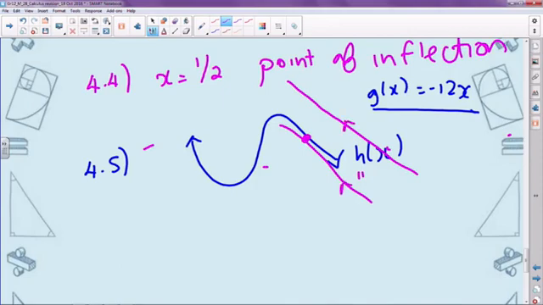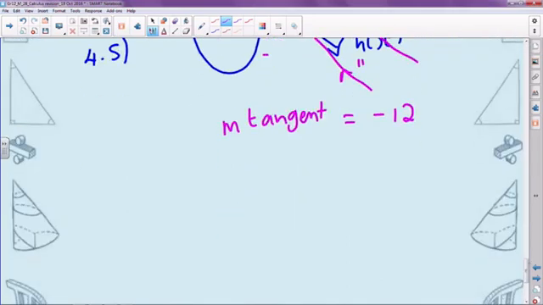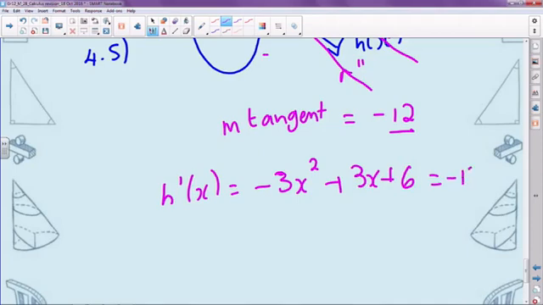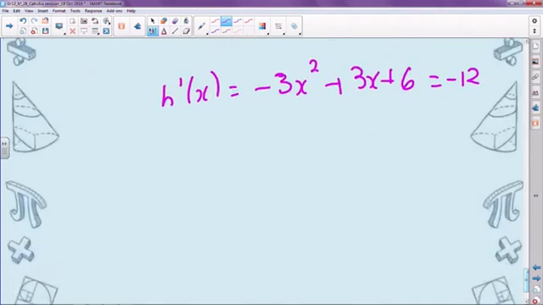The most important thing that tells you then, remember that if straight lines are parallel, they have the same gradient. So the gradient of the tangent is going to have a gradient of negative 12 because it's parallel to G of x. So to find this point now, all we're going to do is we're going to say, well, the derivative of H of x is going to be equal to the gradient of the tangent at the point of contact. So therefore, negative 3x squared plus 3x plus 6 must be equal to negative 12 at the point of contact. And we're going to solve for x, all right?